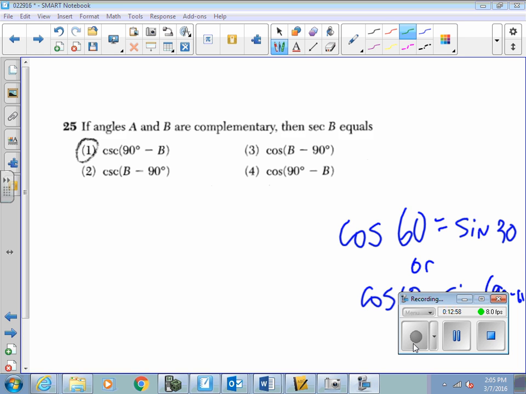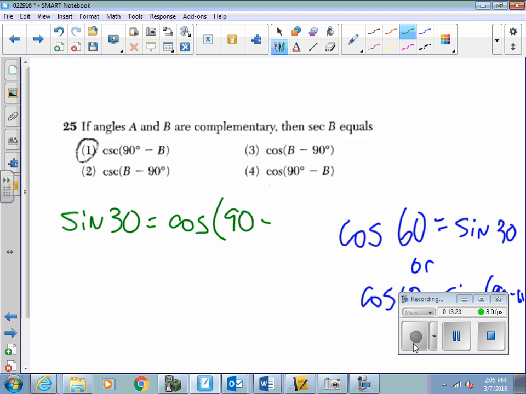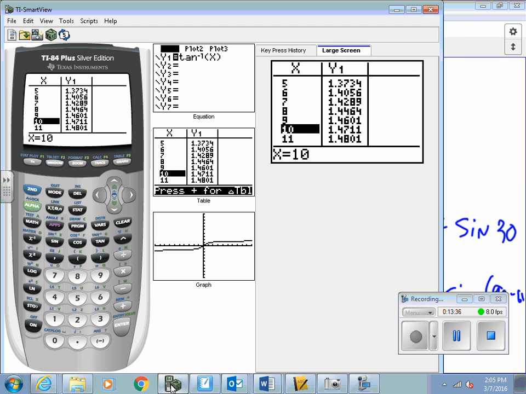Okay, looking at this last one. It says if angles A and B are complementary, then secant B equals. Well, in terms of sine and cosine, you have a relationship between them that sine of an angle is always going to be equal to cosine of 90 minus whatever the angle is here. So 90 minus 30. So sine of 30 is equal to cosine of 60. We can check that out.